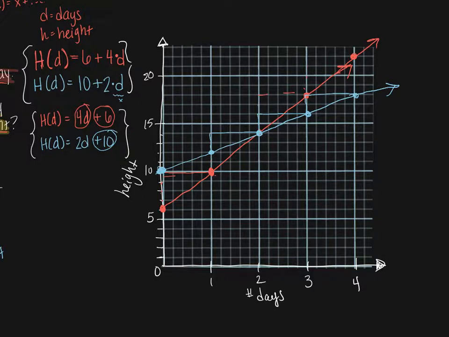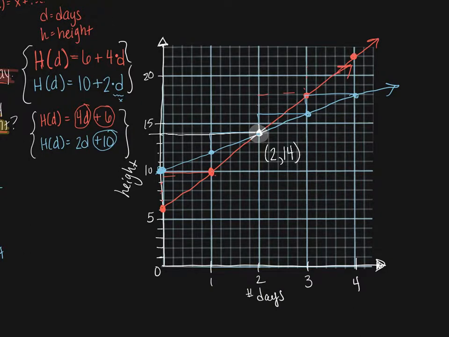At what point do my graphs intersect? Well, they come together right here. So what is this coordinate? Remember, an ordered pair is what I need to solve my system. Well, my x value is 2, and my y value is 14.